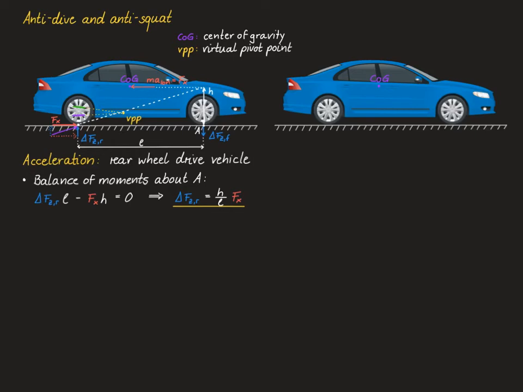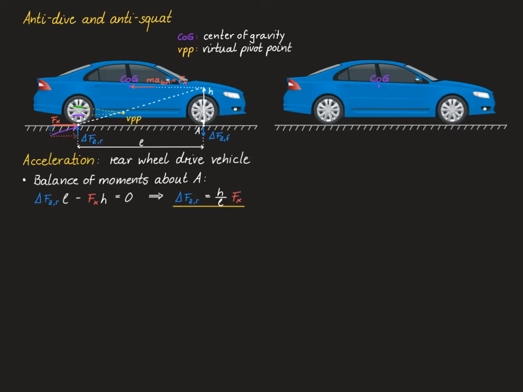Hence, the resulting force of Fx and delta FCR, shown in purple here, always points along the same direction, and that direction is defined by the ratio of h over L. So it's shown as the dashed white line here. Now, under what condition will we see a squat of the rear suspension? The answer is we will see a squat of the rear suspension if the resulting force, shown in purple here, has a moment about the virtual pivot point.